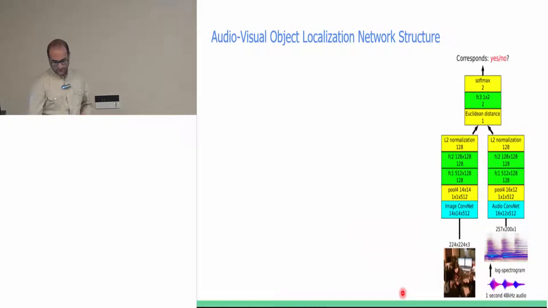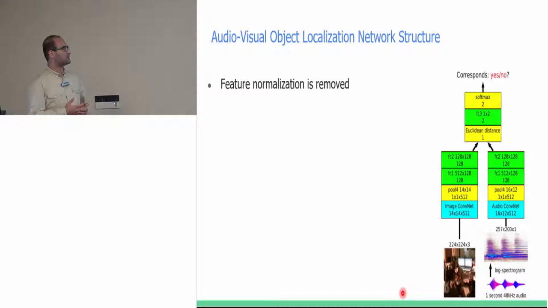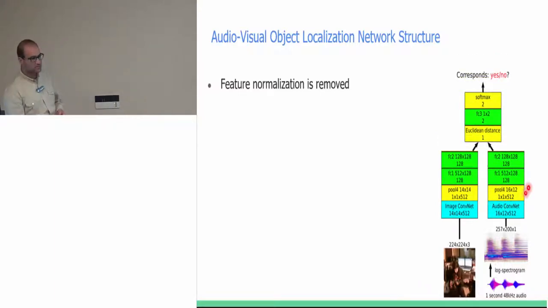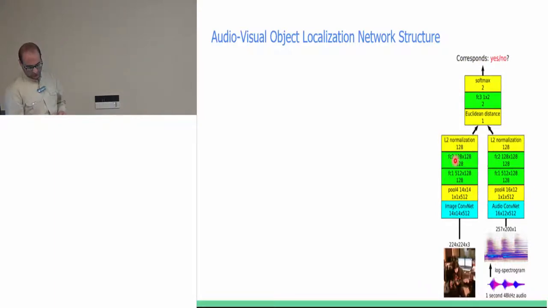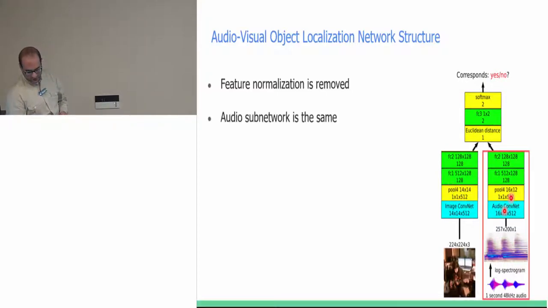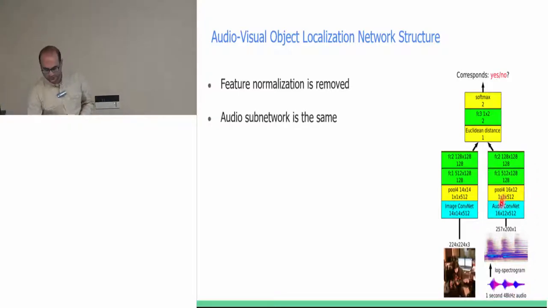And they also try to localize which instruments make that sound. So they update their network. For feature normalization, they remove the L2 normalization. As you can see, they remove this L2 normalization layer. Then the audio subnetwork, they keep this audio subnetwork, so they didn't change anything in this network.